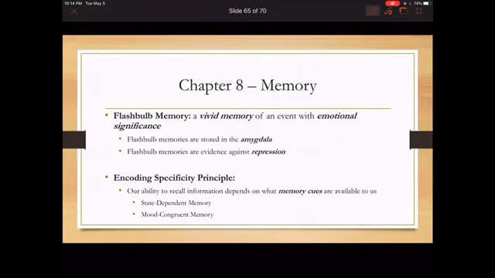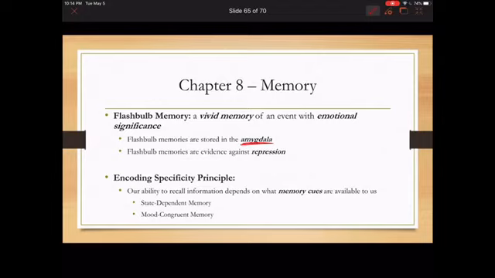A flashbulb memory is a vivid memory of something that has emotional significance. Know that those are stored in the amygdala, and they're evidence against repression, because actually the most traumatic events that we seem to experience are usually the ones we can most easily access in our minds, because they become these flashbulb memories stored in the amygdala.